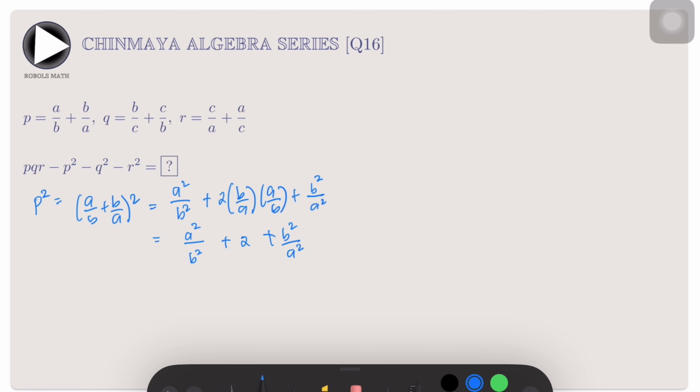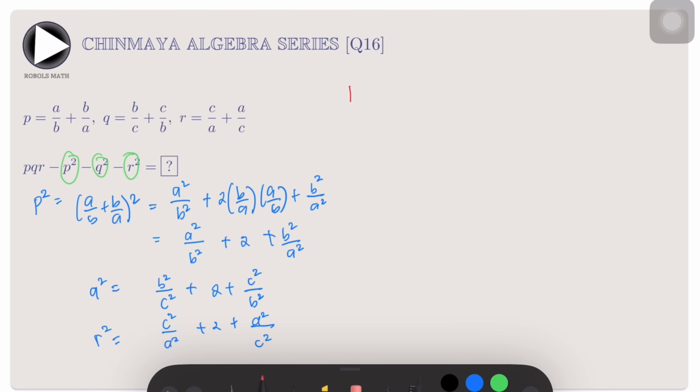And then if we do the same for Q, we get Q squared is equal to B squared over C squared plus 2 plus C squared over B squared. And lastly, R squared is equal to C squared over A squared plus 2 plus A squared over C squared. So we already know this, and this. So we're only left with PQR.